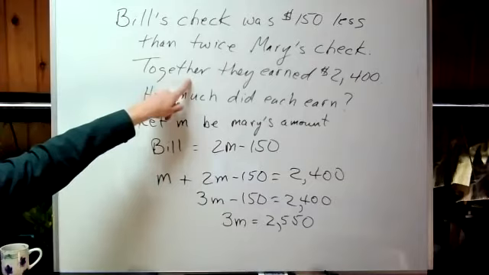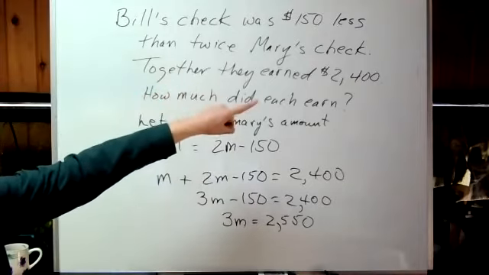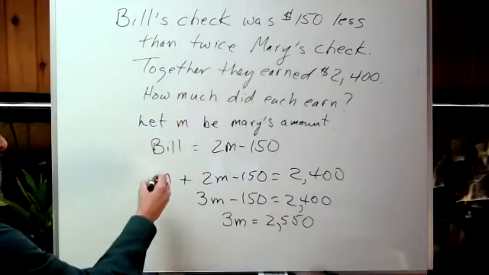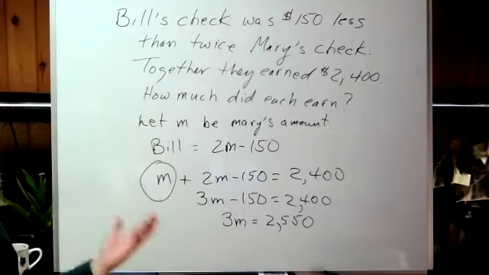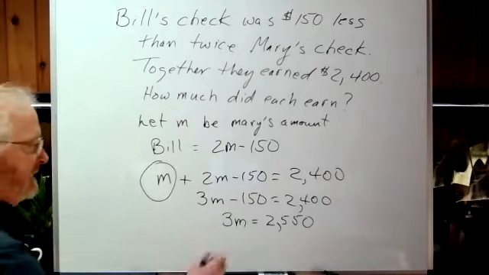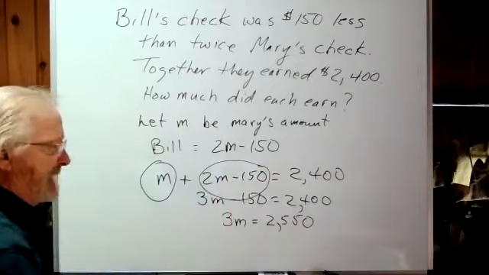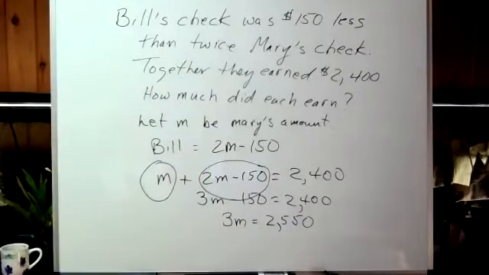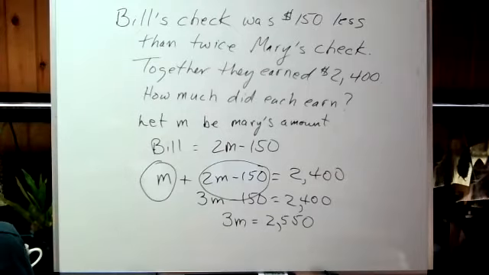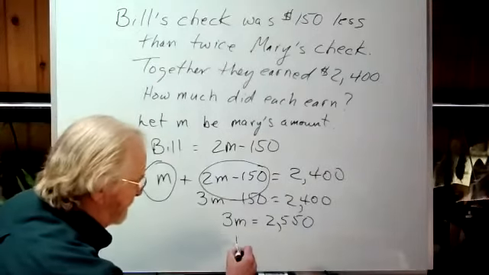But this said together they earned, so I had to add them. This stood for how much Mary made, and this stood for how much Bill made. So I had to actually add. Okay, that makes sense. Thank you. Yeah. And I think that came out as M was 850, if you get there, folks, right?